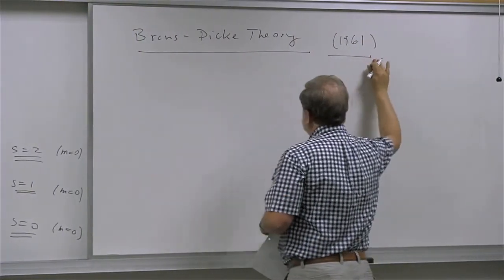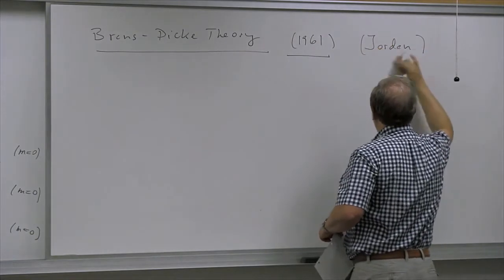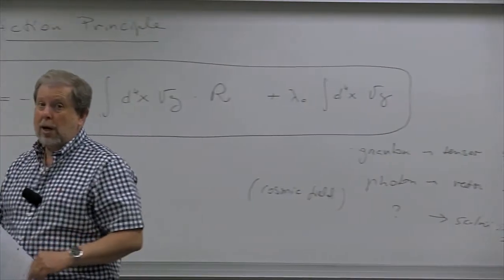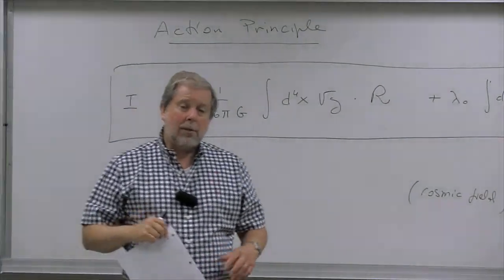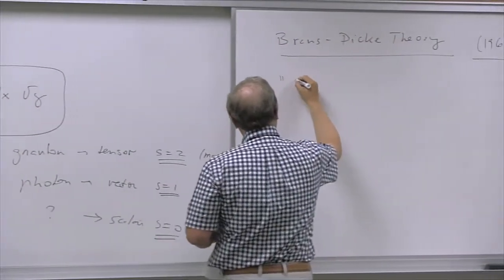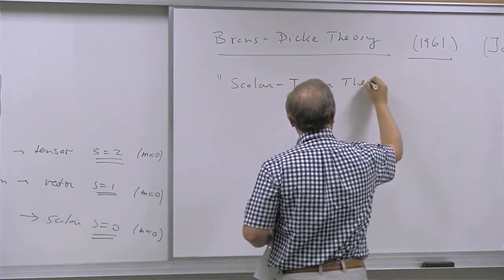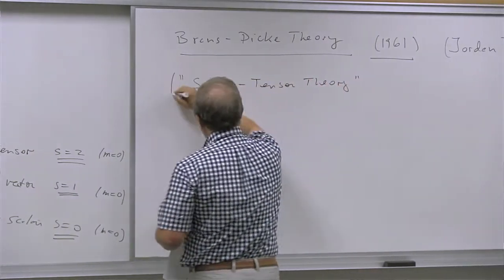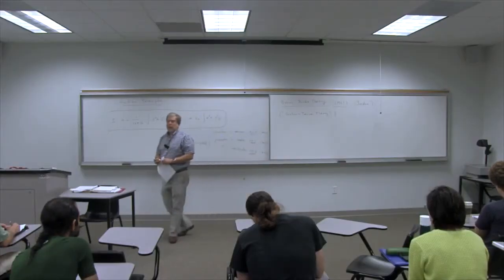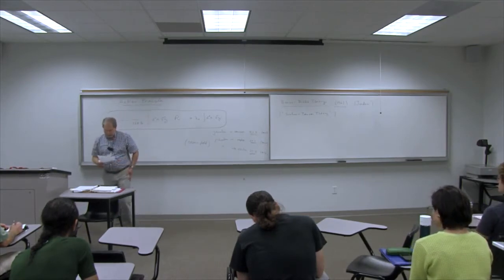I think sometimes the name of Jordan is associated with it as well, which is quite a bit earlier than that, around 1949. So sometimes it is referred to as a Brans-Dicke-Jordan theory. And sometimes it is called a Scalar-Tensor theory. Scalar-Tensor theory. And, well, because it does have a scalar, right? Has a massless scalar. And so it is supposed to be an extension of general relativity.